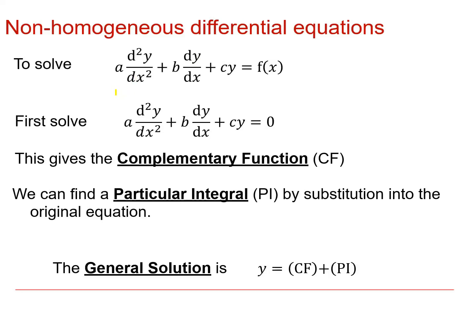So here's our non-homogeneous differential equation. We start out by solving the homogeneous version of the equation, equals 0, to get the complementary function, and then we find the particular integral by looking at the function on the right hand side and using that as a pattern for our trial function. And then the general solution is the complementary function plus the particular integral.